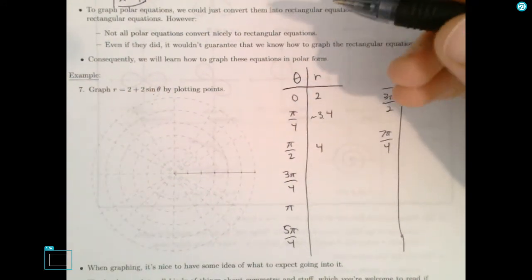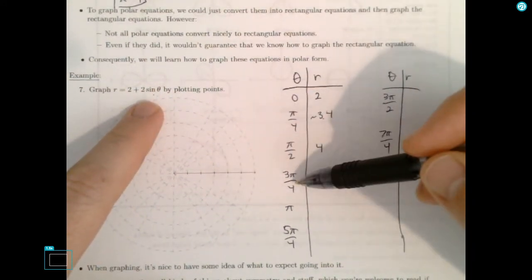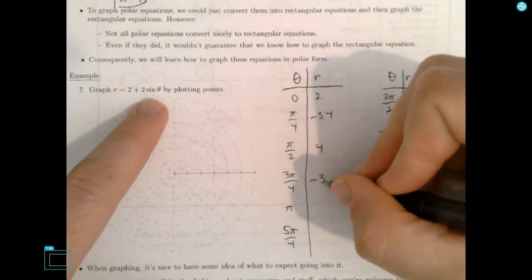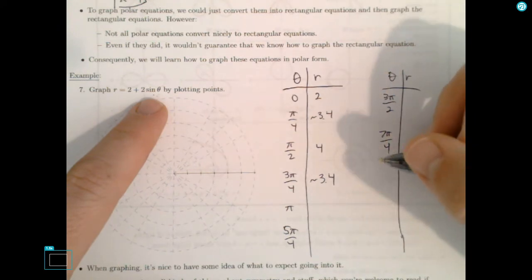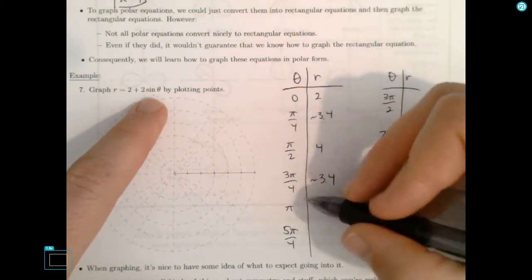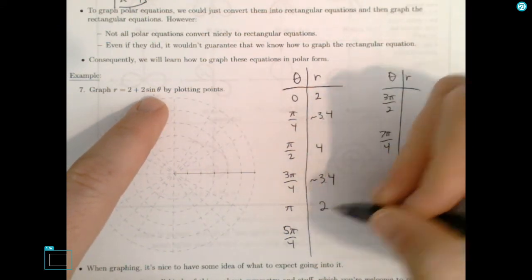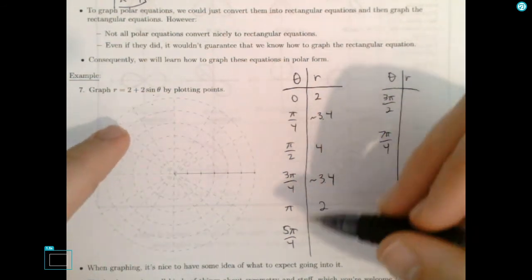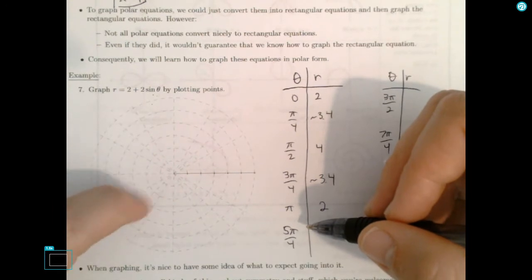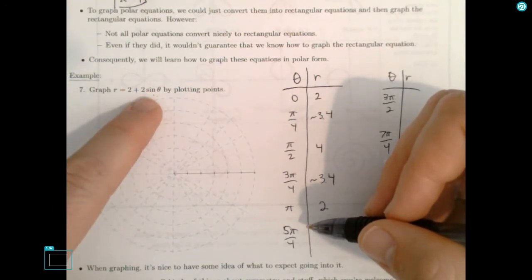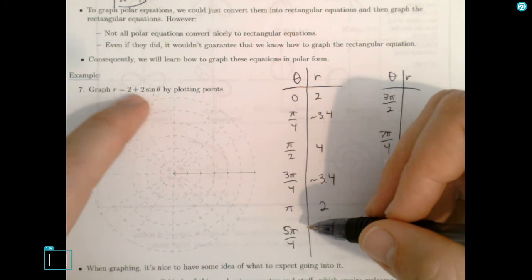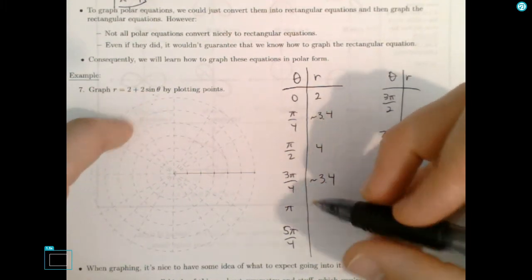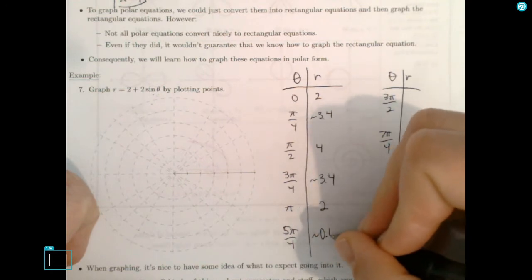Okay, and then there's some symmetry here, right? Because sine of 3 pi over 4 is the same thing as sine of pi over 4. So again, I should end up with like a 3.4 there. I should end up with a 2 here because sine of pi is 0. At 5 pi over 4, I think I get something new because sine of 5 pi over 4 is negative root 2 over 2. So times 2 would just be negative root 2. So this would be 2 minus root 2. That's like 2 minus 1.4. So it's about 0.6, I suppose.